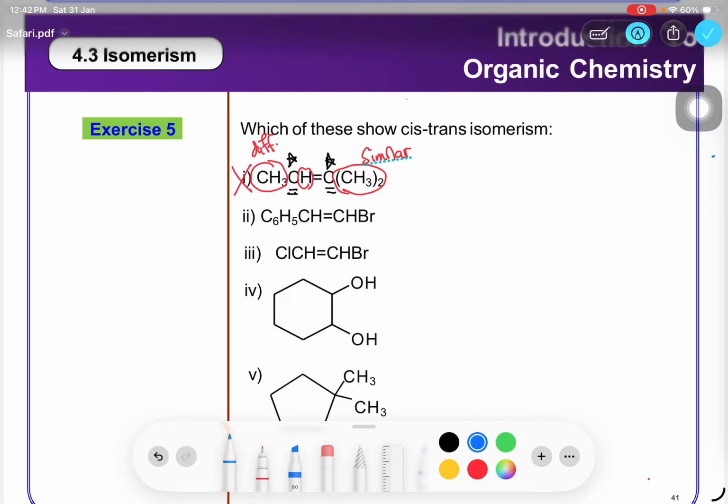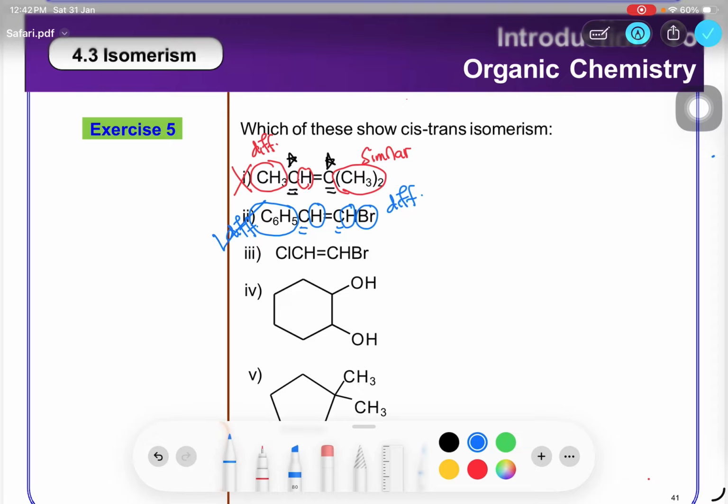Second compound, we have a carbon-carbon double bond. The carbon on the left-hand side consists of two groups, C6H5 and hydrogen. These two groups are different. And then the carbon on the right-hand side has hydrogen and bromine, also different. So compound 2 can show cis-trans isomers.